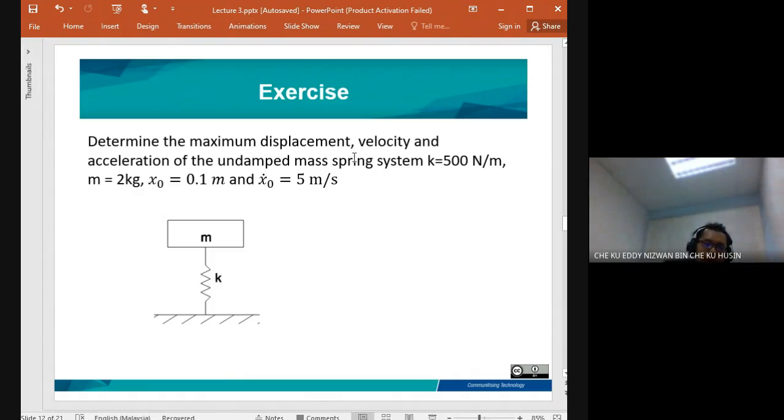Okay, so now we look at the exercise. Determine the maximum displacement, velocity and acceleration of the undamped mass-spring system, where k is given as 500 Newton per meter, mass 2 kg, and with the initial conditions of 0.1 meter and 5 meter per second. For free vibration, to find the amplitude, the most important parameter is the initial condition. Without the initial condition, you cannot calculate the displacement value, and the maximum displacement and maximum velocity are incomplete.